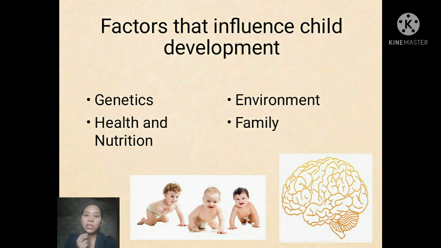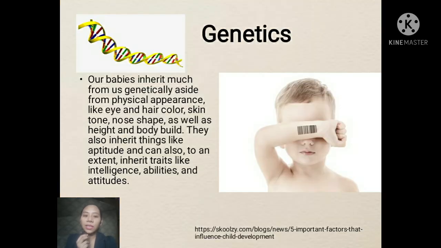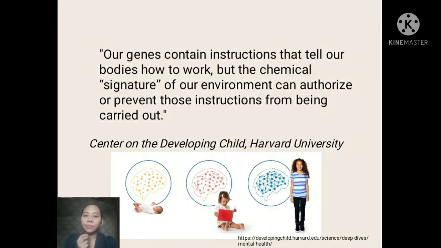These are the factors that influence child development. So, first, we have genetics. Babies inherit much from us genetically aside from physical appearance like eye and hair color, skin tone, nose shape, as well as height and body build. They also inherit things like aptitude and can also, to an extent, inherit traits like intelligence, abilities, and attitudes.